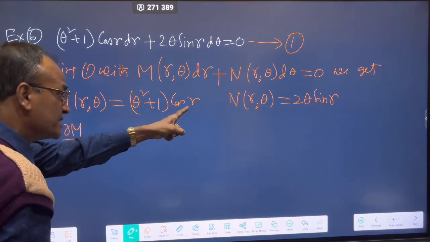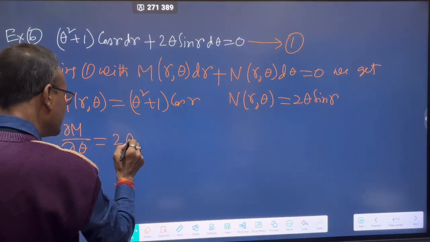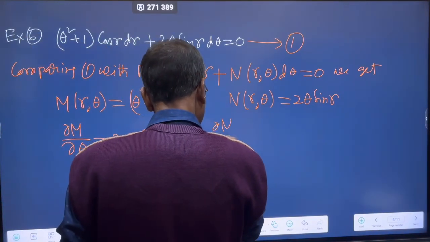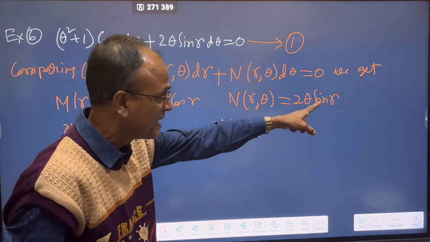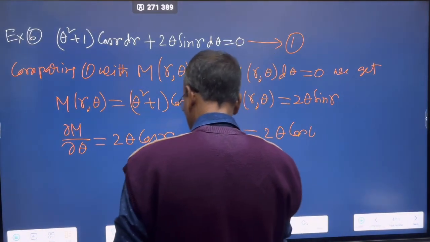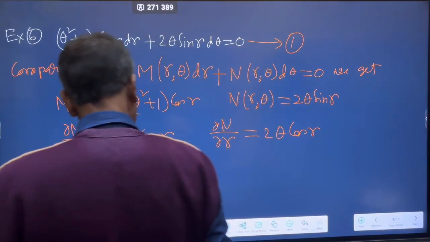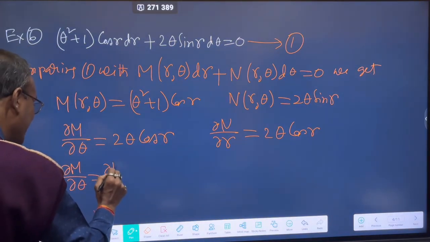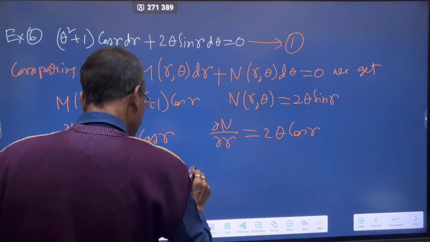∂M/∂θ with respect to θ, treating r as constant, will be 2θ cos r. ∂N/∂r, treating θ as constant, will be 2θ cos r. Therefore, ∂M/∂θ equal to ∂N/∂r. Therefore, 1 is exact.